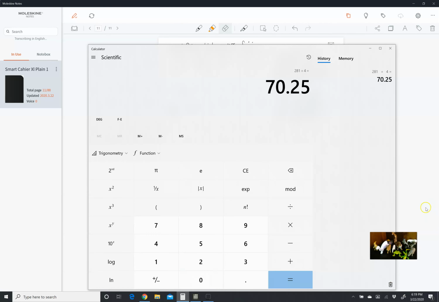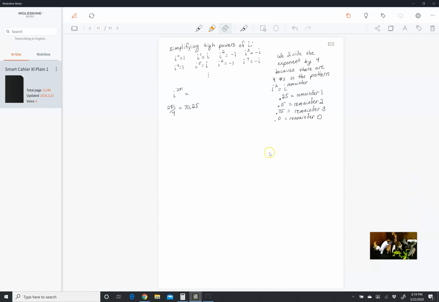So 70.25, that 0.25 tells us that we have a remainder of 1. So i to the 281 is really just the same thing as i to the first. And i to the first is i.